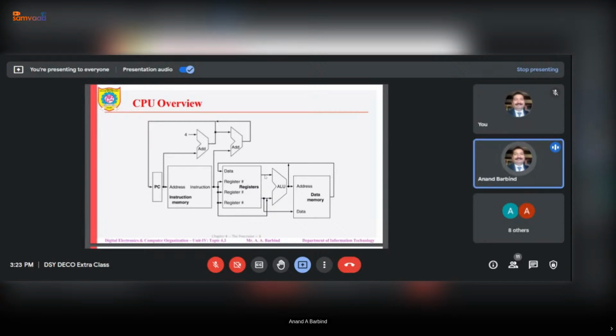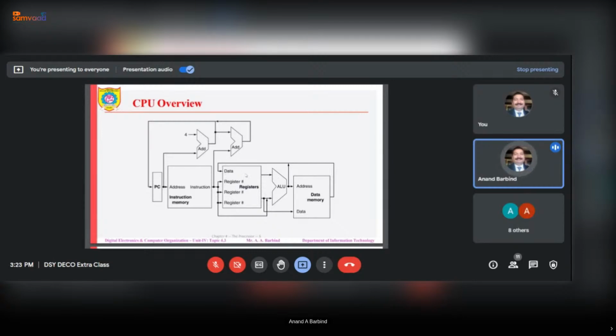So many registers are there in this particular register file. Contents of two registers may be read, and they are available at the inputs of the ALU, and the ALU will perform the actual operation. It may be an arithmetic operation or a logical operation, and the result of that operation may be stored back into the register.